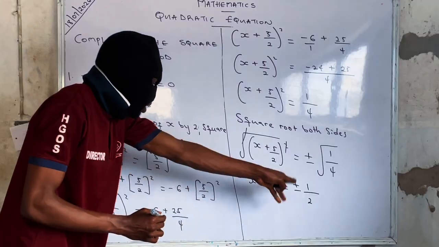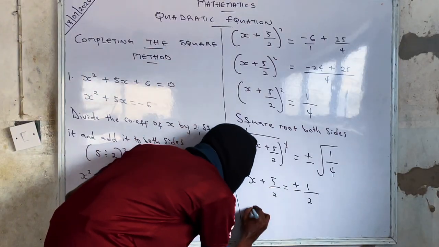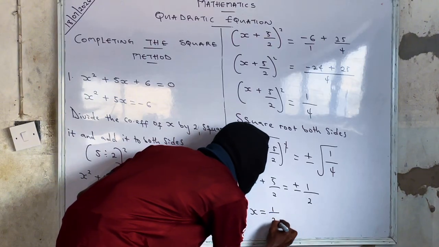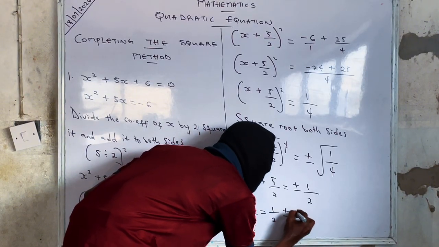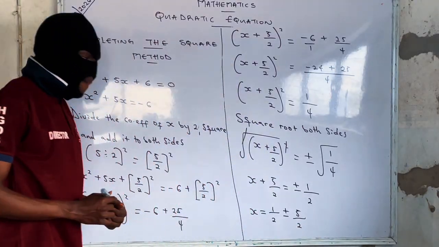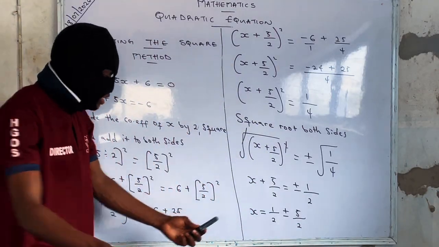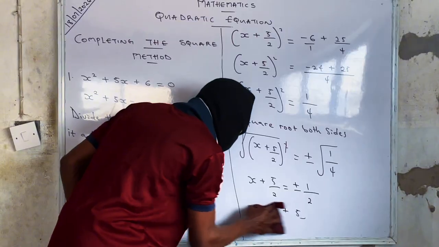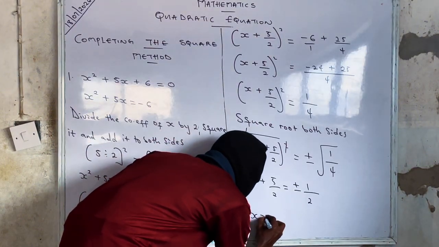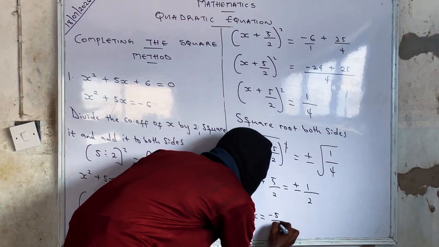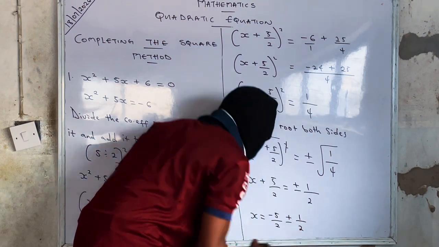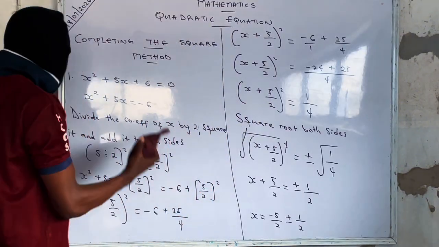Then you can collect like terms. So it will now be x equals minus 5 over 2 plus or minus 1 over 2. Very, very simple. Or if you want to write it like this, you can say that x equals minus 5 over 2 plus or minus 1 over 2. Now let's continue.